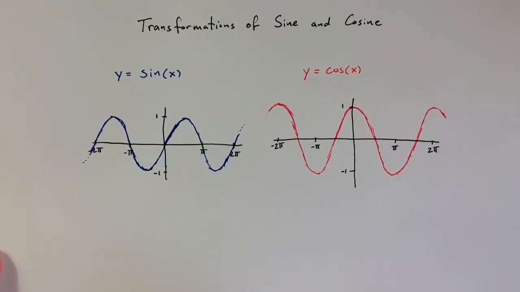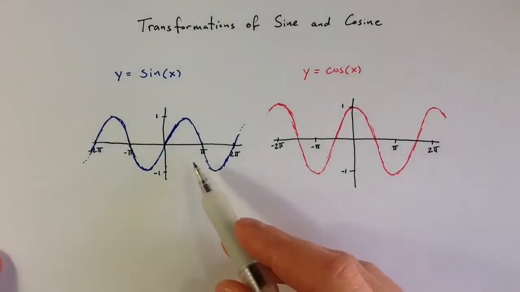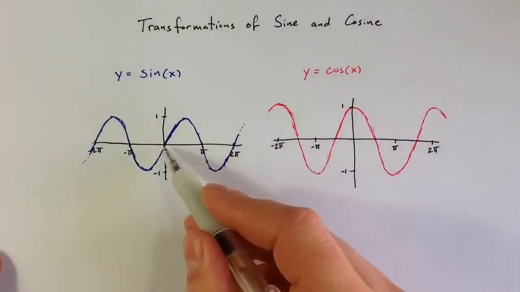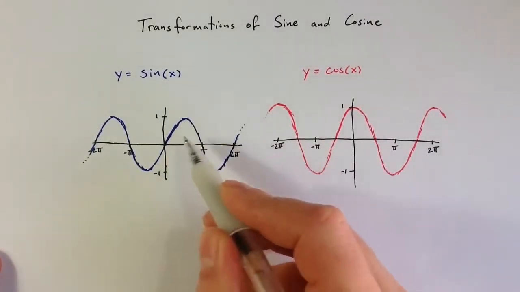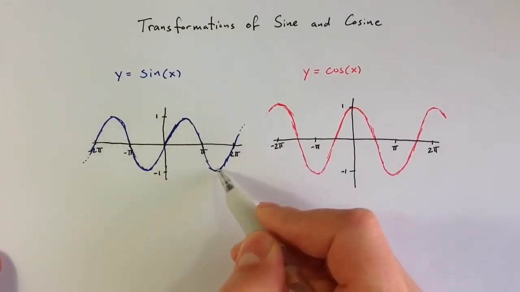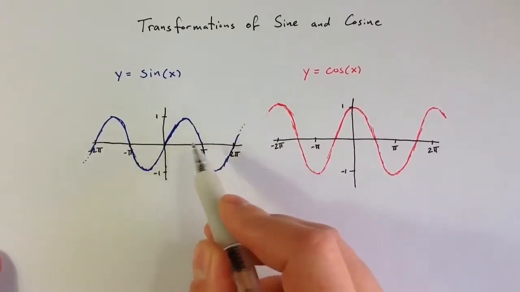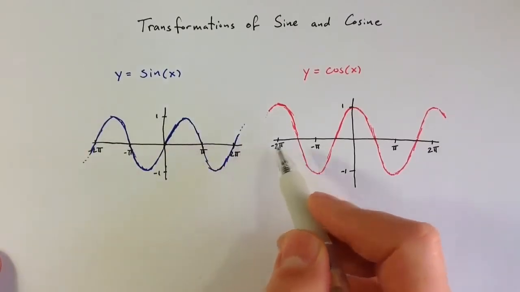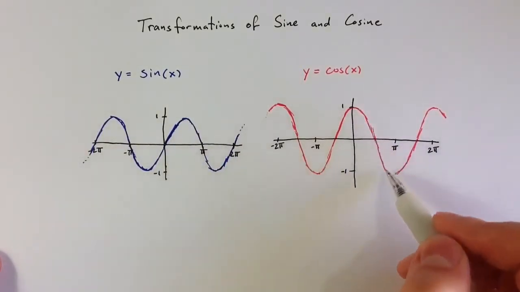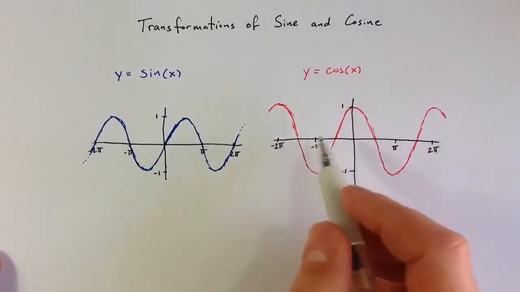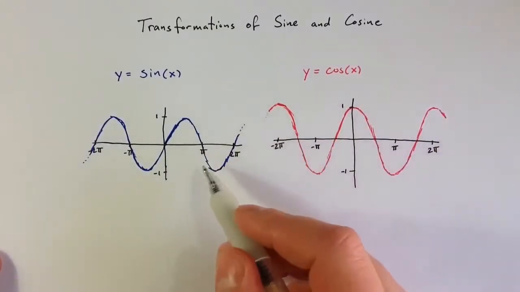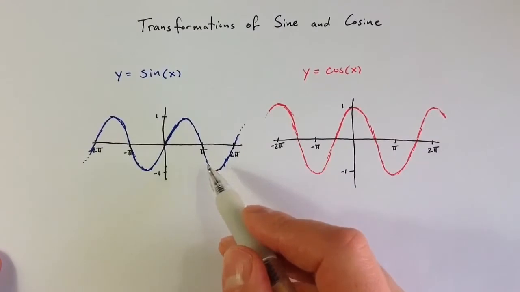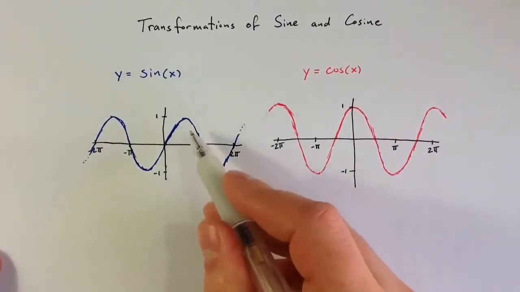Let's take a look at the idea of transformations of sine and cosine. The basic sine and cosine functions involve oscillations between +1 and -1. As x increases, the sine function starts at 0 and goes up and down and up and down. Similarly, cosine starts at 1 and goes down and up and down and up. These functions can be used to represent repetitive, oscillating behavior.